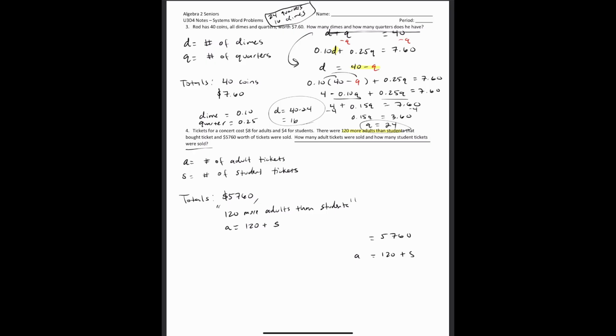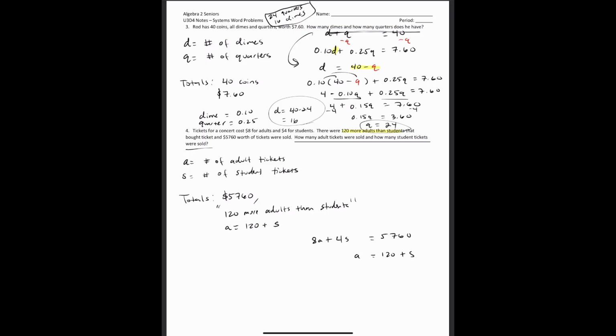So, looking at the first equation, because we're not done yet, we need to figure out how to write our equation for that one. It says tickets for a concert cost $8 for adults and $4 for students. So I can write 8 plus 4, but we all know that 8 plus 4 is not 5,760. So what's going on here? We're just missing the variables, right? So let's go ahead and include our variables. So it's 8A plus 4S.